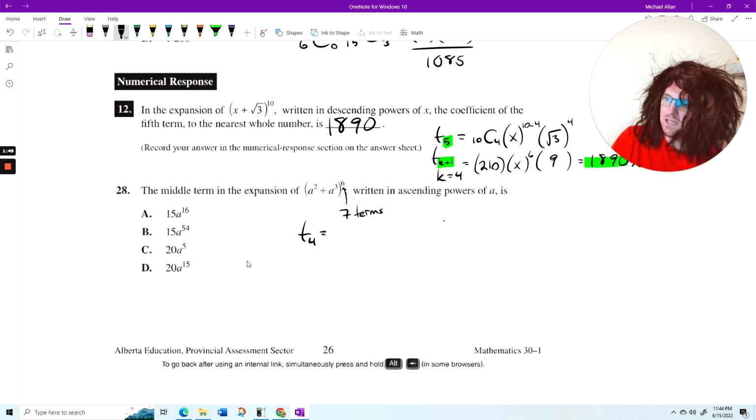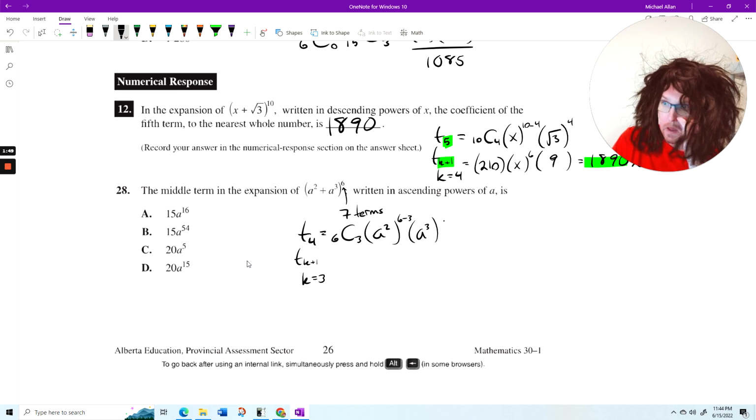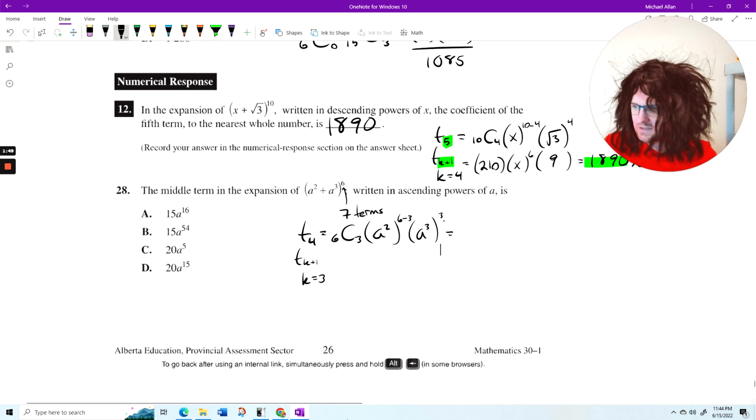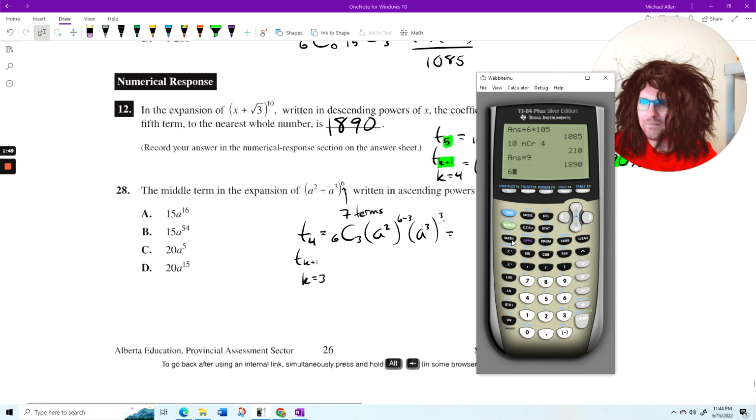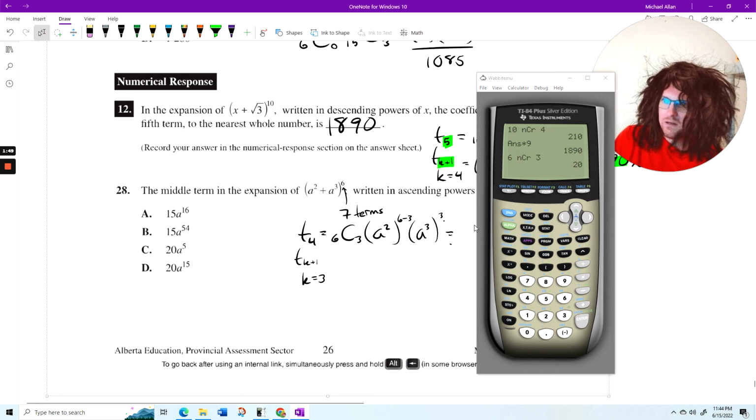Okay? Now, term 4 means that my k value has to be 3. So I'm going to have 6C3, a squared to the 6 minus 3, a cubed to the 3. Okay, so what is 6C3? That's 20. Okay, so that's good.